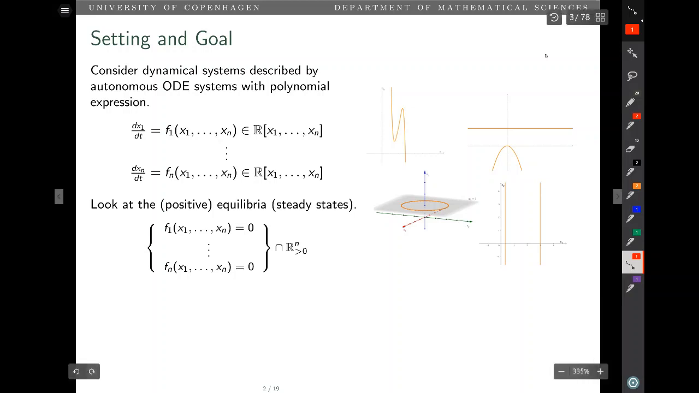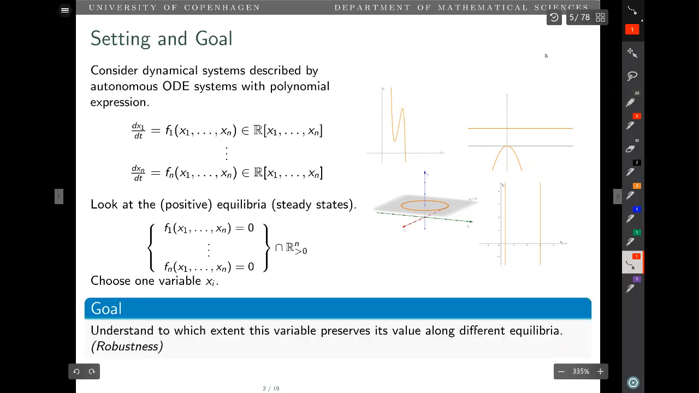That's all. And once I have one of these objects, I will choose a special variable xi. And for this xi, what I will be looking at is whether this variable preserves its value when I look at all the positive solutions to this system. So I will look at the whole set of solutions and think, does this variable always take the same value, independently of which point I look at? This is what I will mean by robustness, roughly.